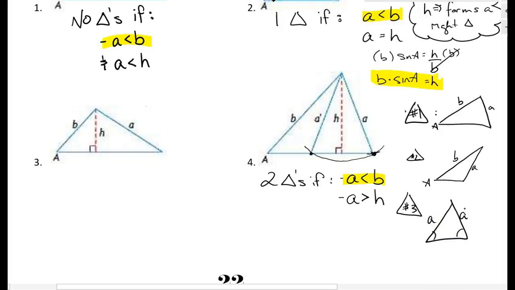Why isn't this the case? Well, this isn't the case because we need to still include angle A and side B. So this isosceles triangle is not actually a thing. It's just we see that extra triangle because these 2 sides form this invisible triangle.